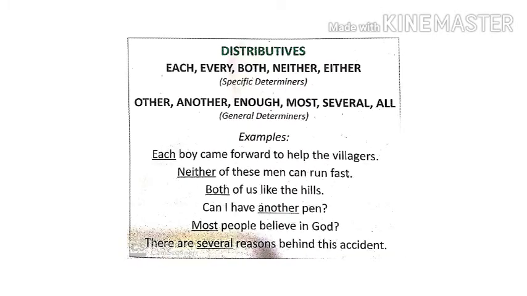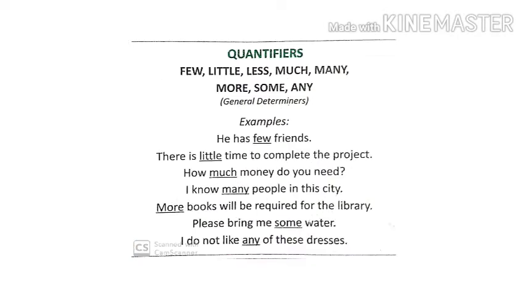Distributives: now when things are divided like each, every, both, neither, either, other, another, these are some examples of distributives. You can say each boy came forward to help the villagers. Neither of these men can run fast. These are some examples of distributives. Children, now we have quantifiers. They tell about the quantity of a noun. There are some examples: few, little, less, much, many, more, some, any.